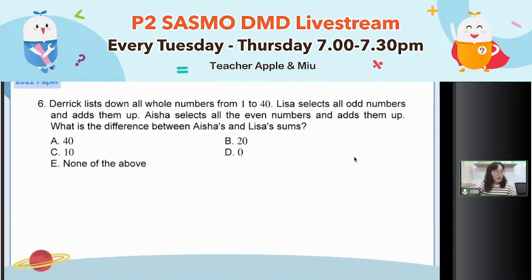So now, according to this key point, what questions can we solve? Let's have a look. This is the question in the 2022 paper. Derek listed down all whole numbers from 1 to 40. Okay, here everyone pay attention to the range 1 to 40. Lisa selects all odd numbers and adds them up. Aisha selects all the even numbers and adds them up. So what is the difference between Aisha's and Lisa's sums?